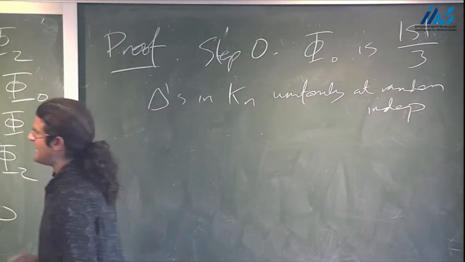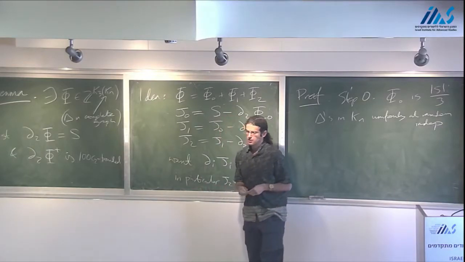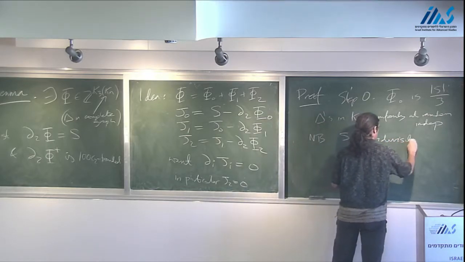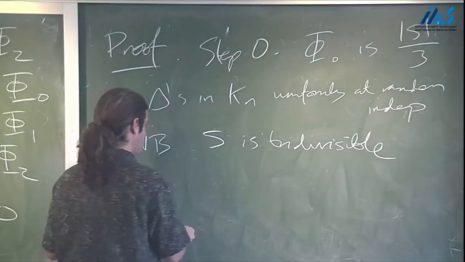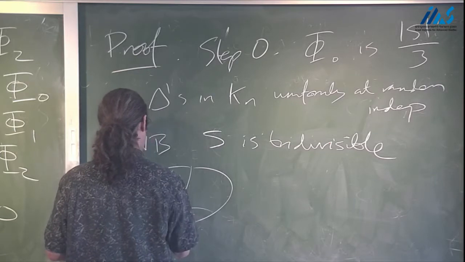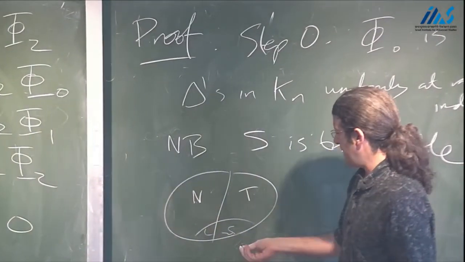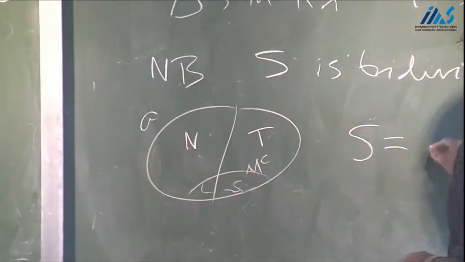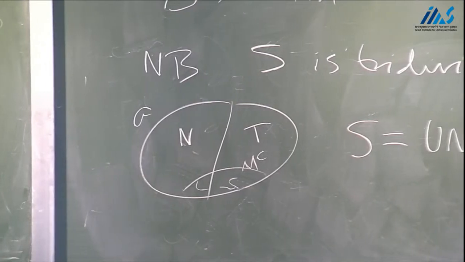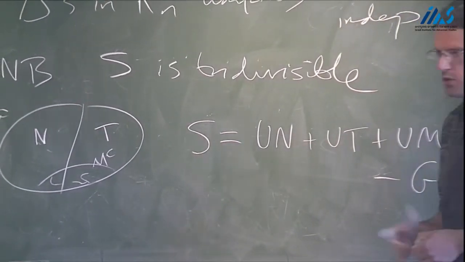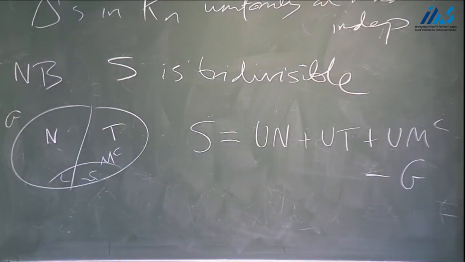I forgot to mention that S is tridivisible. Because I can write it as, what was the picture here? I had this picture of the template, the nibble, the leaf, and S, and this was MC. So I could write S as equal to the union of N plus the union of T plus the union of MC minus G, right? So I've expressed it as an integer linear combination of things that are tridivisible. So it is tridivisible. So in particular, size of S is divisible by 3, so it makes sense to take S over 3 triangles.